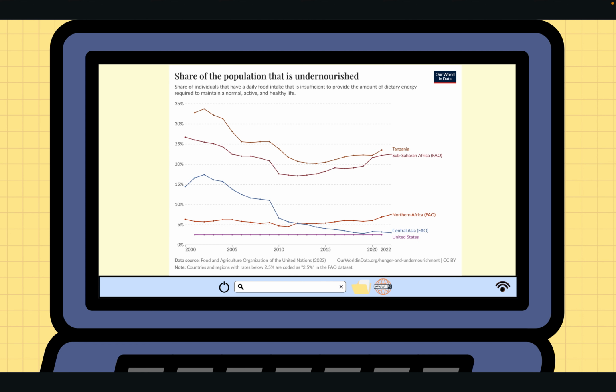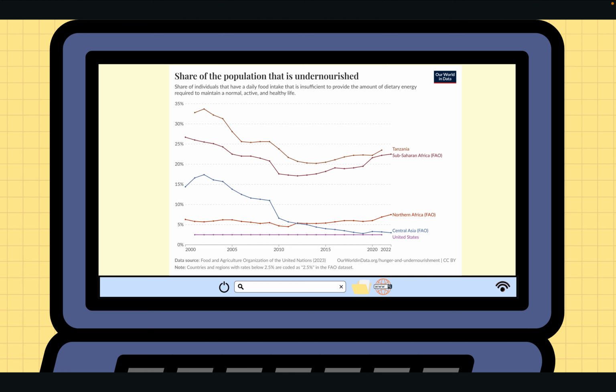And then finally, this is the share of the population that is undernourished. Again, I wanted to compare Tanzania and the United States just because Tanzania is one of the countries that's dealing with the most. And it has gotten a little better for them between 2000 and 2020, which is good. They've gone from about 35% to roughly 20-25%, right around where sub-Saharan Africa is as well. And the United States has been hovering around 3% for the past 20 years, which is also really good.